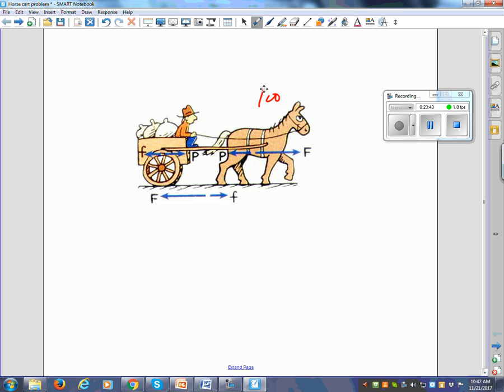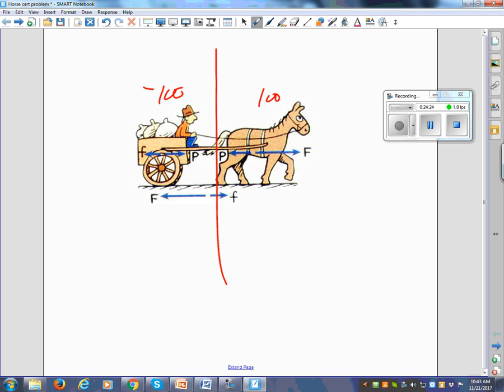Now, here's the key part. If the horse pushes the ground with a greater force than it pulls on the cart, there will be a net force on the horse, and acceleration will occur. So if he pushes on the ground, say 300 newtons, and the cart pulls back with only 100, what's the net force on the horse? 200. Does the horse move forward? Absolutely. Even though the horse pulls on the cart with 100, and the cart pulls back on the horse with minus 100, those are balanced, they are on two separate objects.